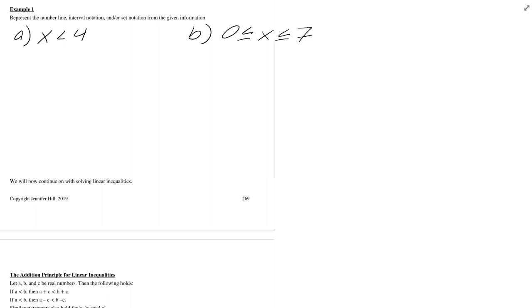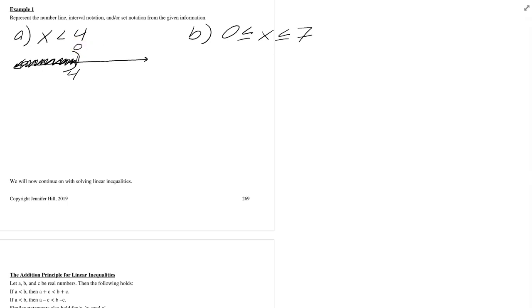Okay, so starting with A here. Here's my number line. Here's 4. So which side of the number line am I going to shade, the left or the right? Where are my x's less than 4? It's everything over here. Now, 4 is not included, so you're going to put either a round bracket or an open dot, either or, it doesn't matter, right there.